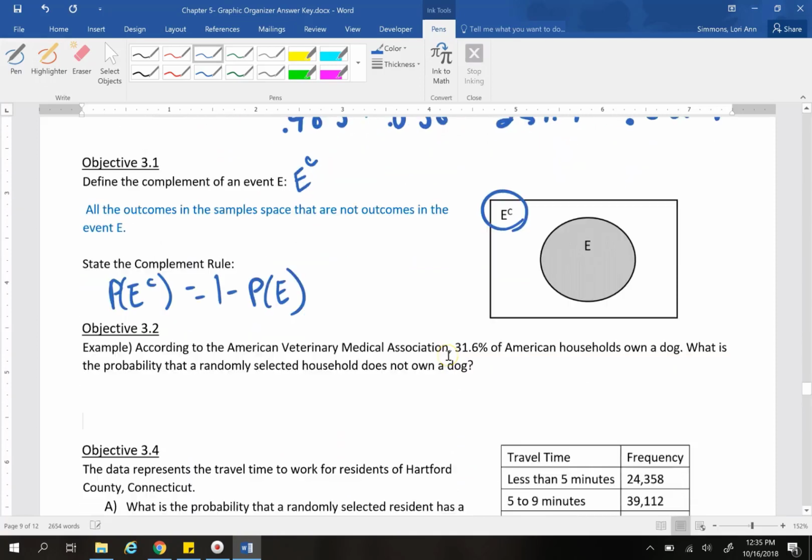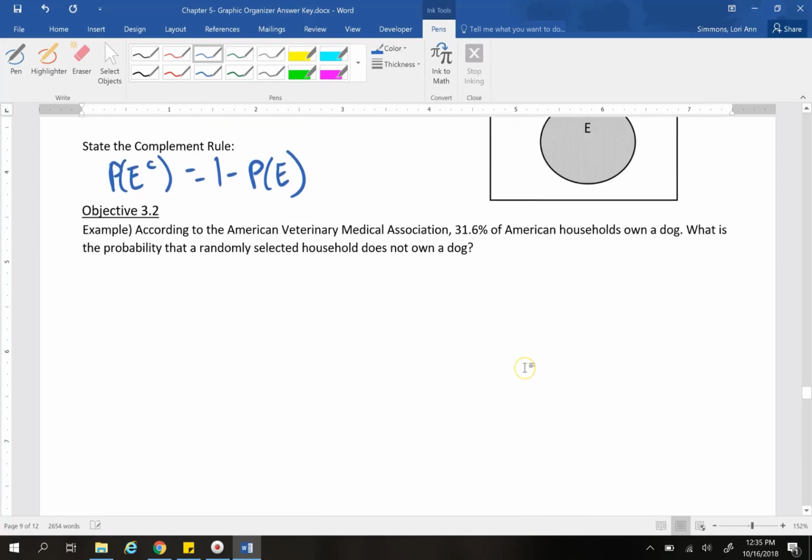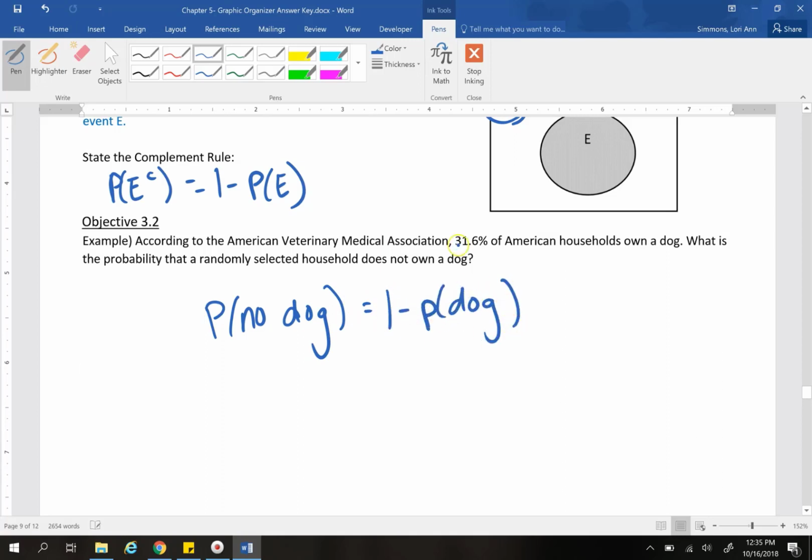Let's look at an example. According to the American Veterinary Medical Association, 31.6% of American households own a dog. What is the probability that a randomly selected household does not own a dog? So what we're looking for is the probability of no dog. This is the same as taking 1 minus the probability of having a dog, which we have. So 1 minus 0.316. Probability of not having a dog is 0.684.